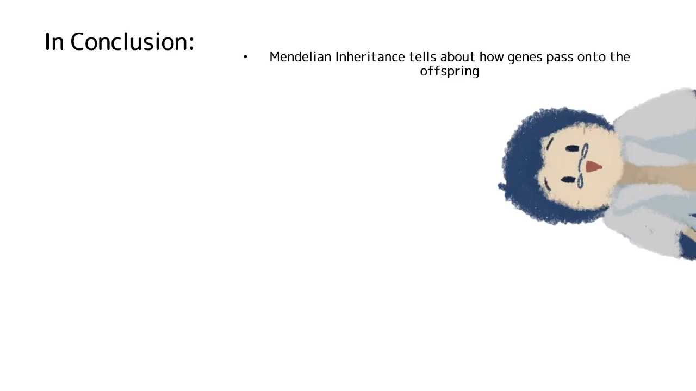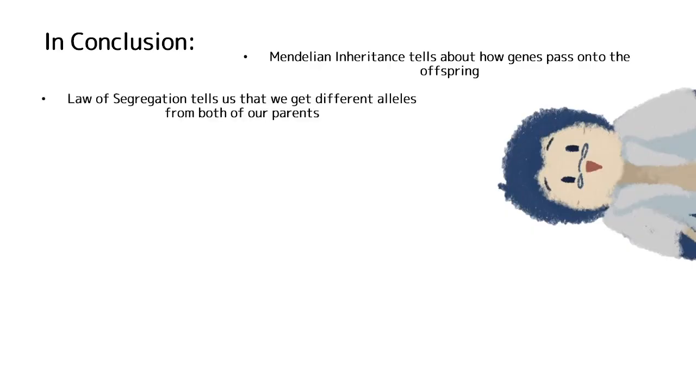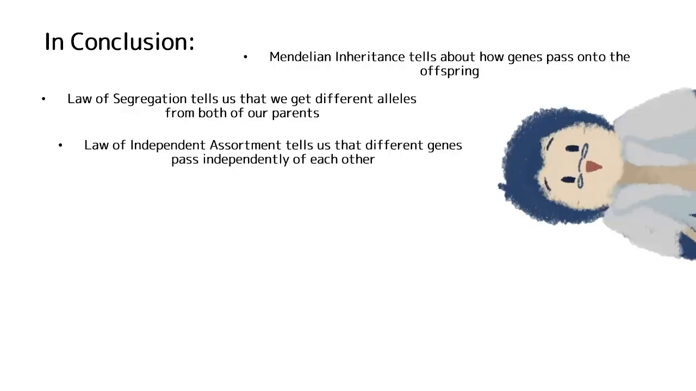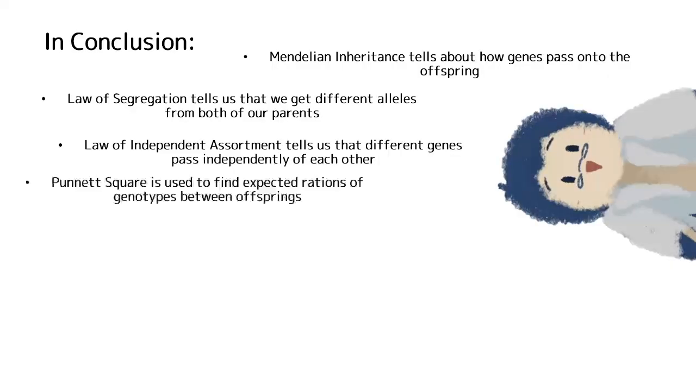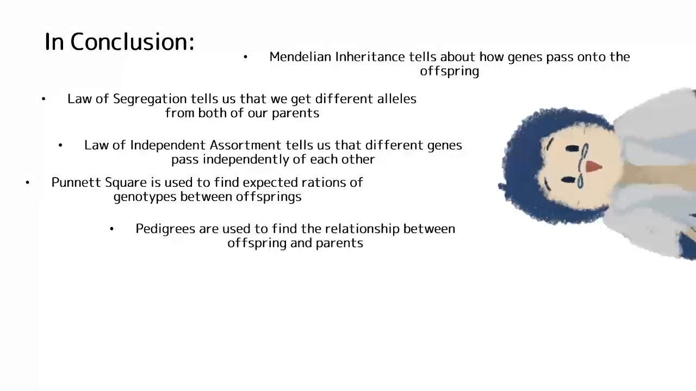Now, this is the end of the video. In conclusion, Mendelian inheritance tells us about how genes pass on to the offspring. The law of segregation tells us that we get different alleles from both of our parents. The law of independent assortment tells us that different genes pass independently of each other. The Punnett square is used to find the expected ratio of genotypes between the offspring, and pedigrees are used to find the relationship between offspring and parents.